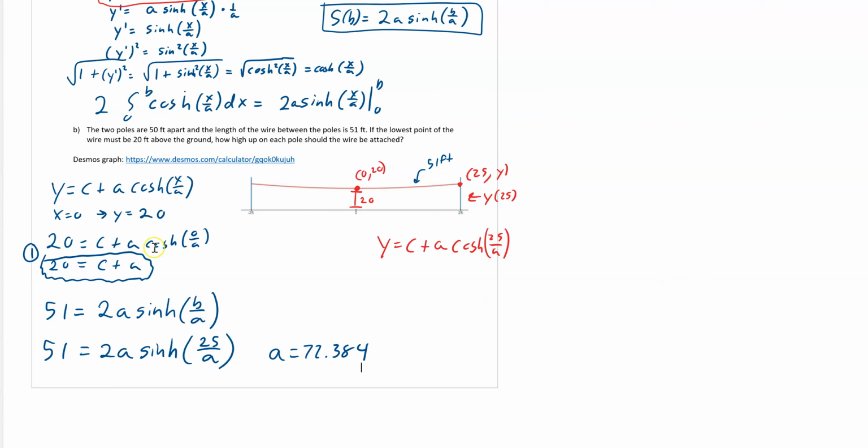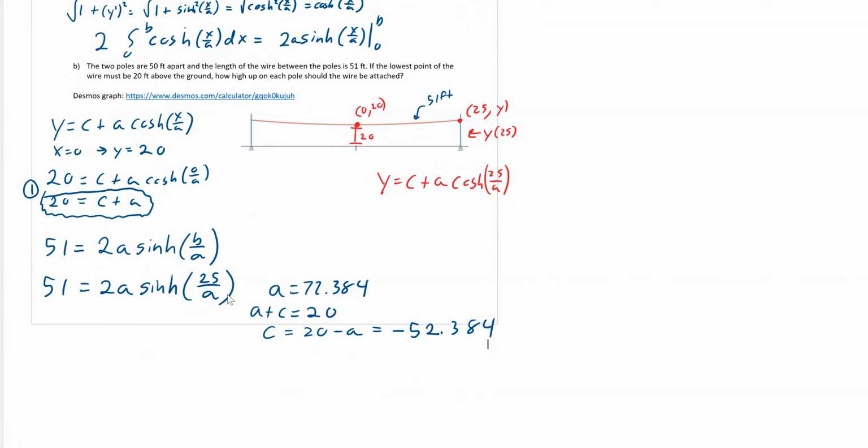And now that you found A, well, we can find C very, very quickly. C is just taking away 20. So we know that A plus C is equal to 20. So all you have to do is take the 20 and subtract the A. So this gives us negative 52.384. All right, now we have everything we need.